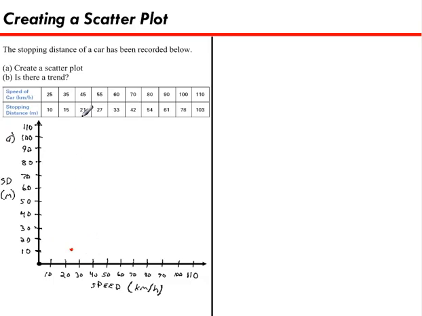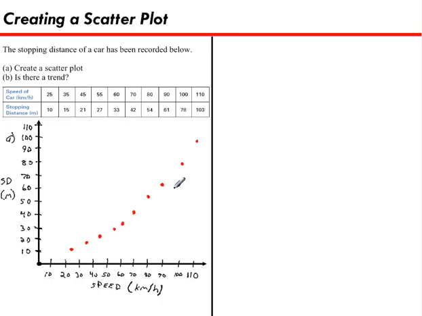Then I'm going to do the next point. It has an x value of 35 and a y value of 15. 35 is right here, and I go up to 15, which is right in between that 10 and 20, and there's my second point. The third one will be 45 and 21. 45 is right about here, and 21, we'll say roughly right there. Now let's just fill in the rest of the points.